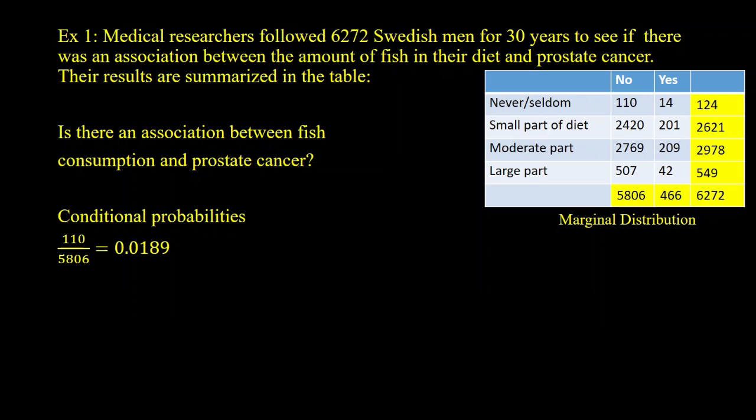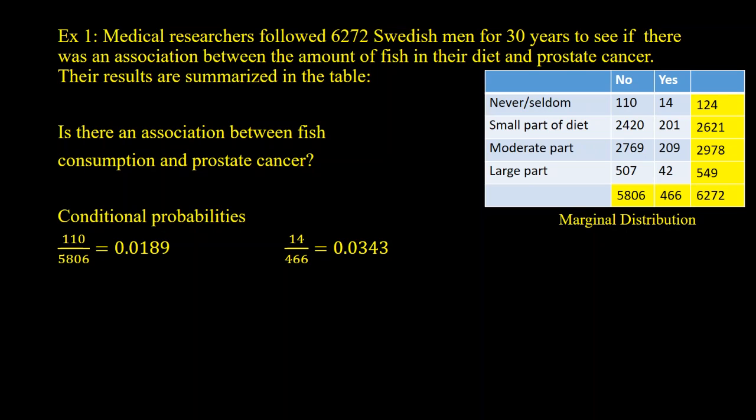We also want to look at, of those that developed cancer, what percentage of them never or seldom ate fish. So that would be 14 that never or seldom ate fish and developed cancer. And on the bottom we have 466 that did develop prostate cancer. So that gives us a percentage of 0.0343, which is a little higher than of not having cancer.